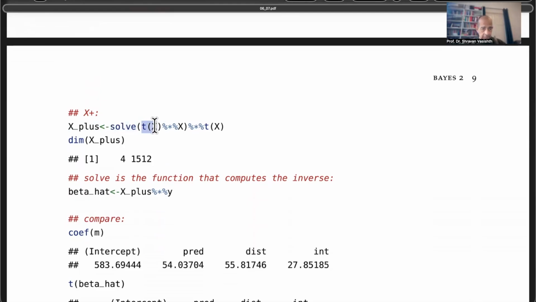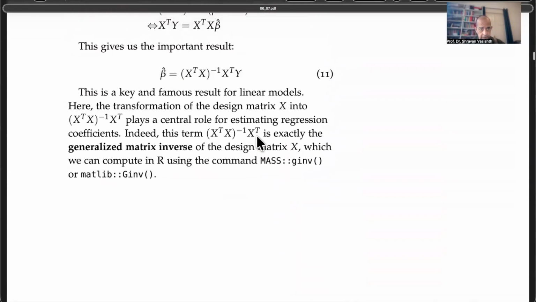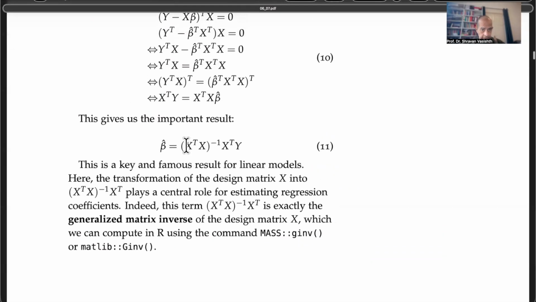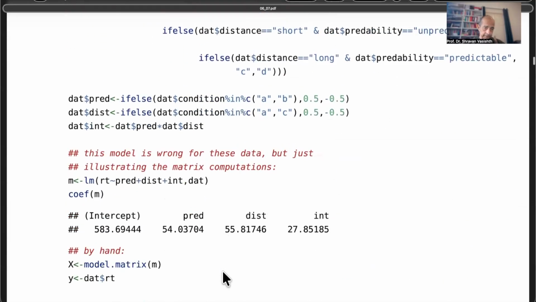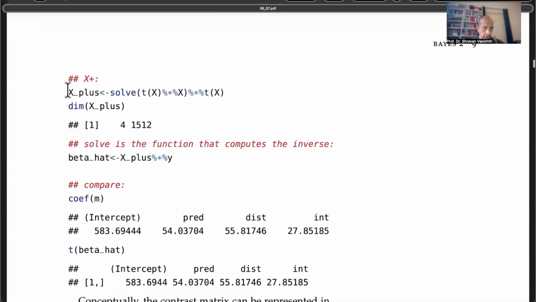So that means I'm taking the transpose of X, matrix multiplying it with X, and then taking the inverse. This is the inverse of the transpose of X times X, okay? I'm multiplying that with the transpose of X. Isn't that what the generalized matrix inverse was? Here, see? X transpose X inverse, that's the solve function, multiplied with the transpose of X. That's what I did. I'm calling it the X plus function because that's what it's called in textbooks.